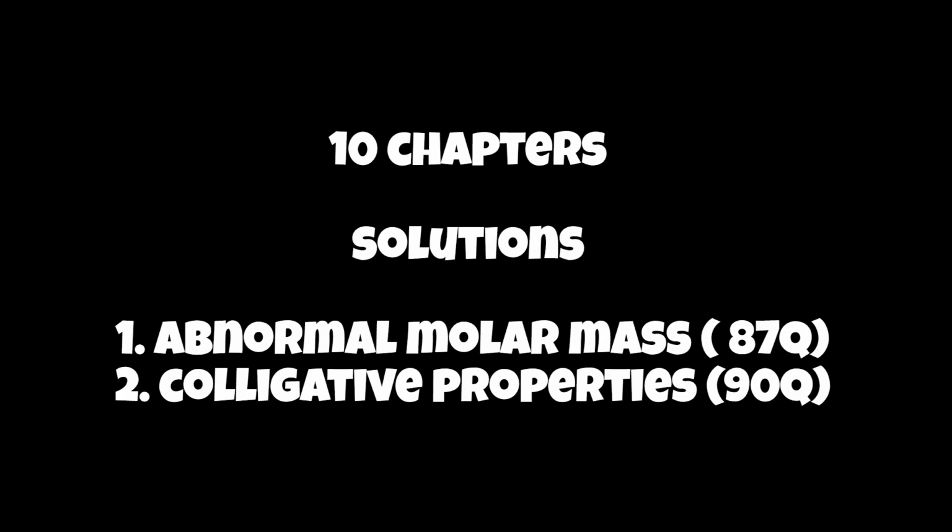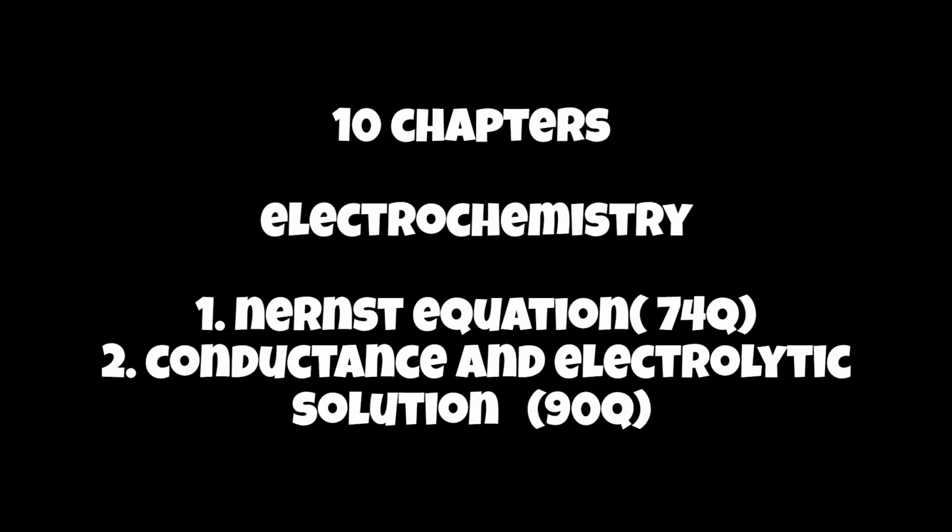Okay? So you have 2 important topics in the solution chapter: abnormal molar mass and colligative properties. Now in the past 10 years, 87 of your questions have been asked from abnormal molar mass and 90 questions from colligative property. Okay? Now comes your second chapter, electrochemistry. In this, the first topic is your Nernst equation, from which 74 questions have been asked in your board exams in the last 10 years.